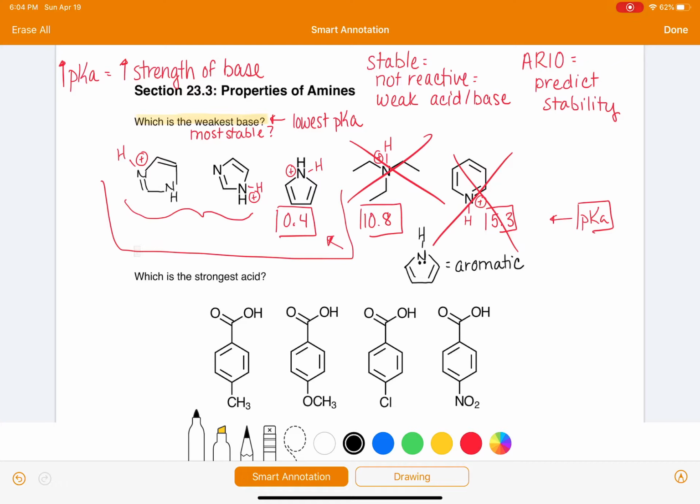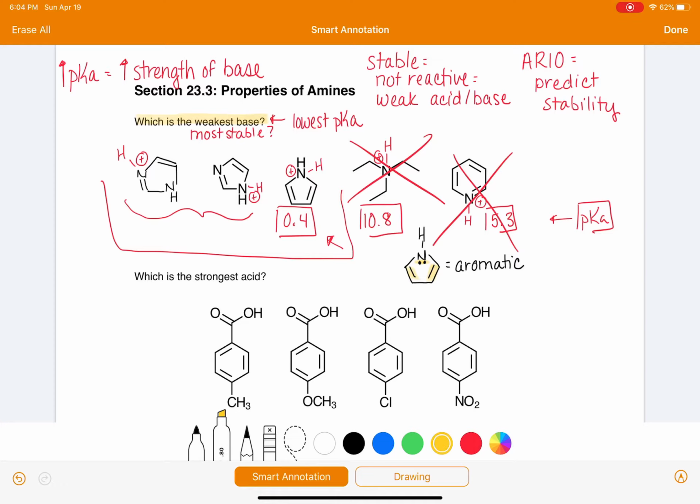It has a total of 2, 4, 6 pi electrons. It has a conjugated system. Every atom in the ring is either part of a double bond or, like the nitrogen, has a lone pair on it, so that makes it aromatic.